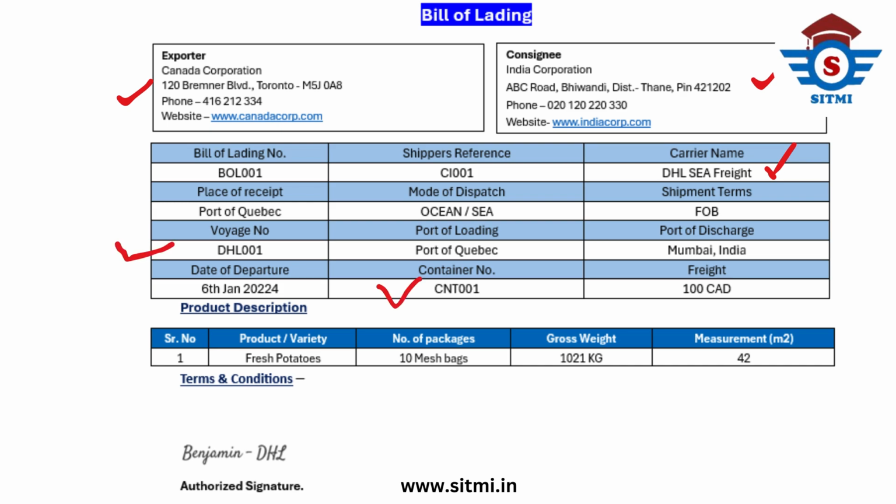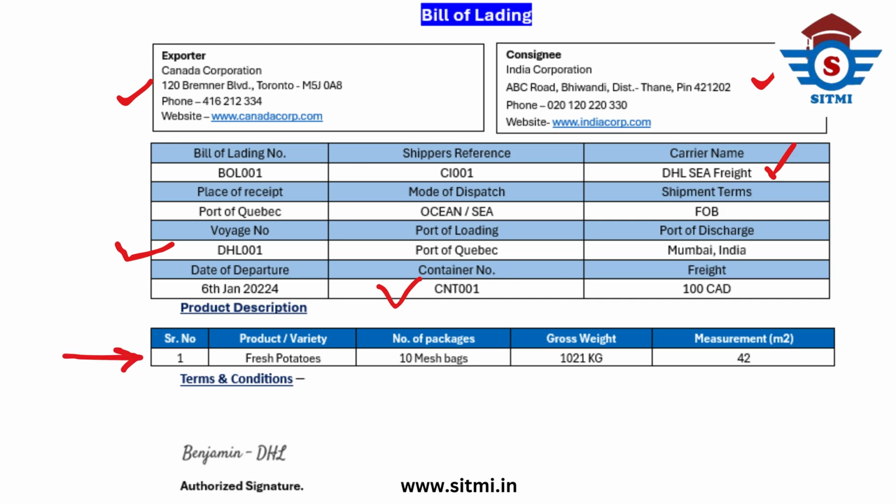The fourth point is vessel or vehicle details. For maritime shipments, the bill of lading includes information about the vessel carrying the goods, such as its name, registration number, or voyage details. For other modes of transportation such as air or land, the relevant vehicle information is provided.